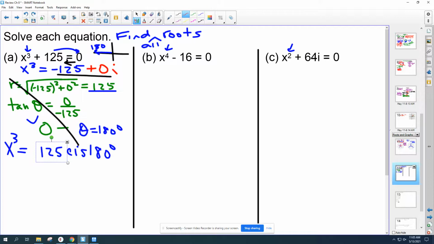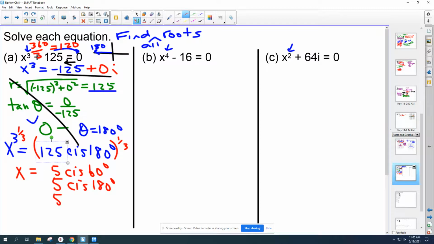So cube root is just like we did on the last slide. Cube root of 125 is 5. 180 times 1/3 is 60. That's the first one of my solutions. Since there are 3 solutions here, that means they're 120 degrees apart. So just add 120 and do it again. Those are your 3 cube roots.